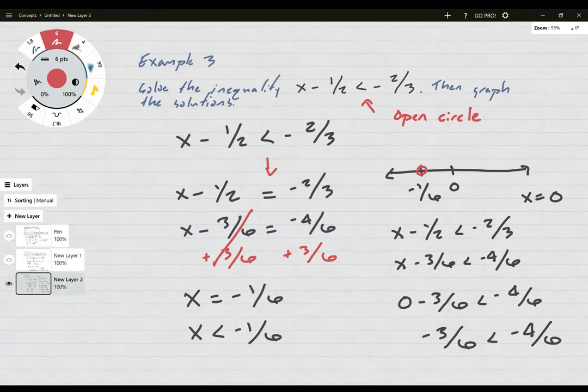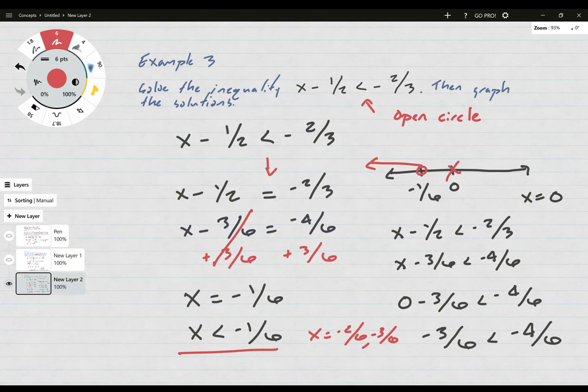So if 0 is not a solution, then we must go the opposite direction. And that's true because down here, if x is less than -1/6, that means x has to be more negative than -1/6. So x can be -2/6, -3/6, anything that is more negative than -1/6.